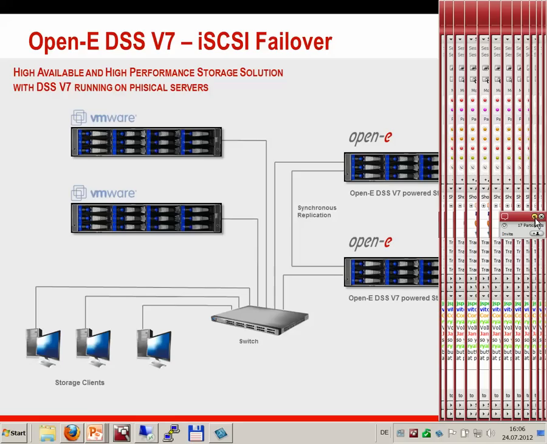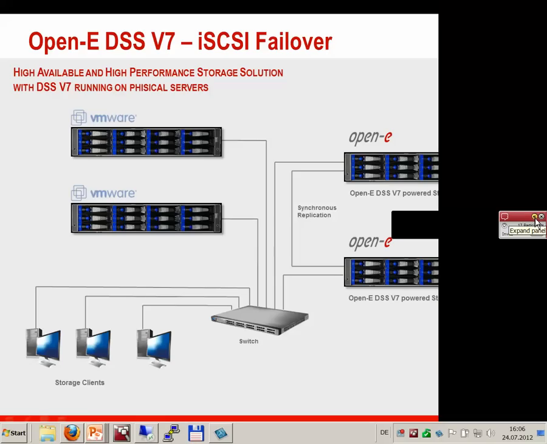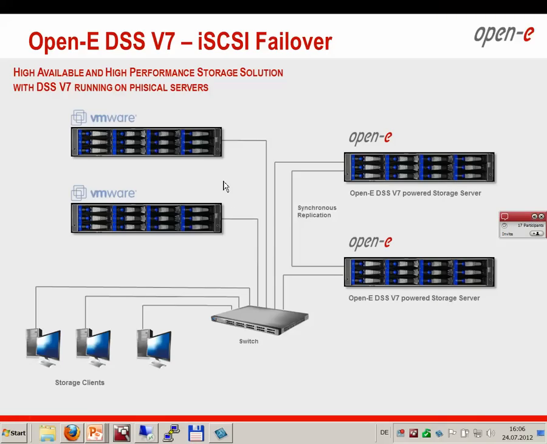So at least we need two servers with a VMware host. For example, it can be something else like Xen, but we are presenting VMware today. And we need DSS running on two servers configured as an iSCSI failover cluster. Okay, so that's the regular setup. We need four machines.